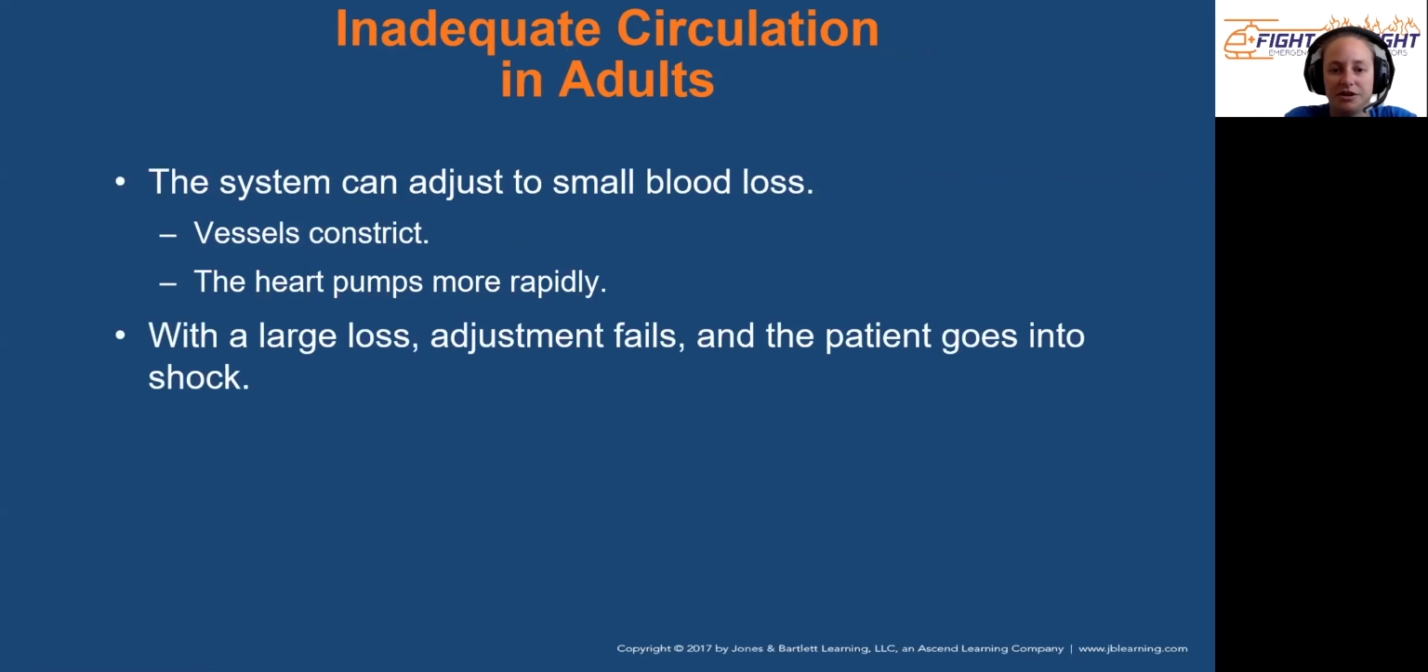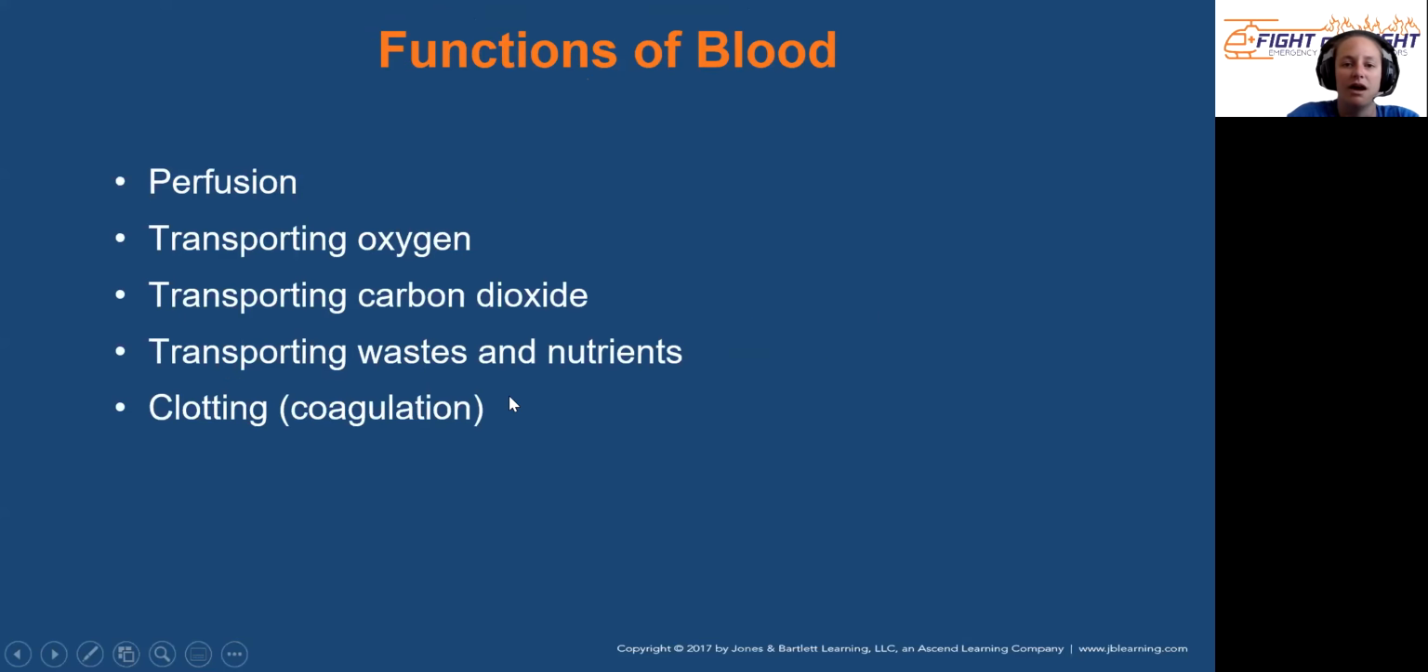Inadequate circulation in adults. So if we lose a little bit of blood, our blood vessels constrict, our heart pumps faster. But if we lose a lot of blood, if you have an arterial bleed, you cut your leg with a chainsaw, you're going to lose a lot of blood, and your body can't make up for that. We can only adjust so much. We can only constrict so much, and our heart can only pump so fast. So if we can't adjust, we go into what's called shock. And we'll learn all about shock when we get to chapter 12. But for now, basically, it's inadequate perfusion.